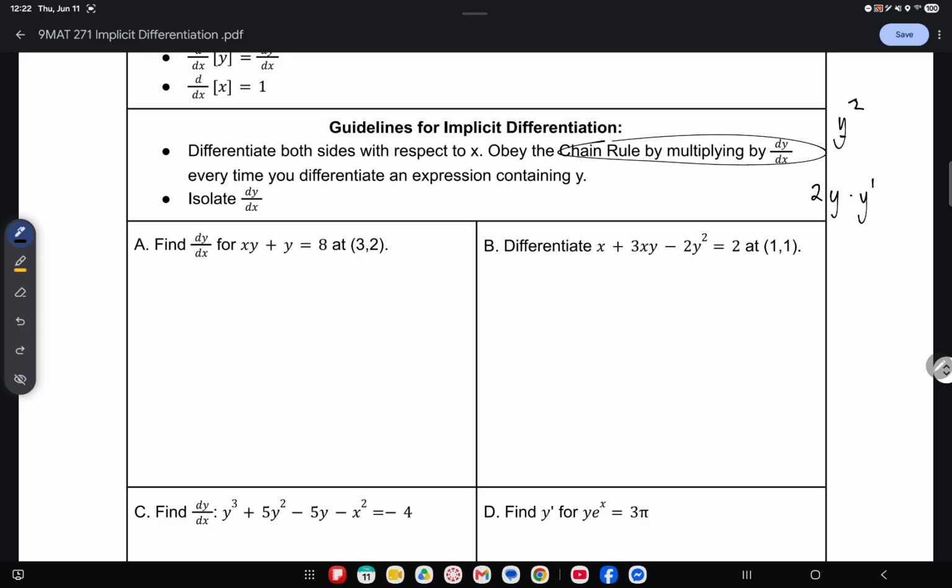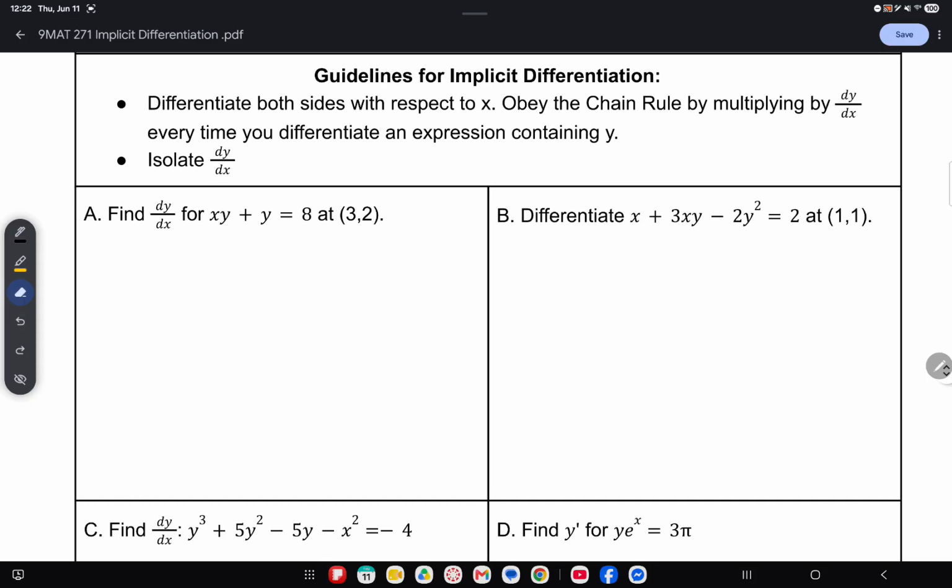So the best way is to just do a bunch of examples. So let's run through some. And then it might give us a point to use as well that we can plug in. Sometimes it will, sometimes it won't. So find dy dx for xy plus y equals 8 at the point 3, 2.